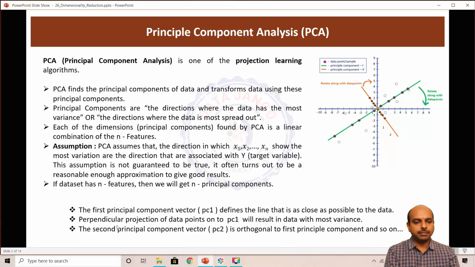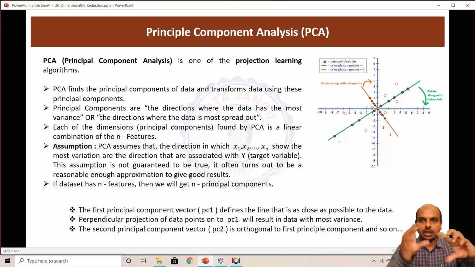Okay. So the first principal component, PC1, defines the line that is as close as possible to the data. If you see this, it is like a best fit line going through the origin. Then it does a perpendicular projection of your data points onto the principal component, and then it takes the second principal component, which is perpendicular to the first, and again projects the data points onto it. Like that, if you have n number of features, there will be n principal components and n projections, and it will rotate and find the transformed data.